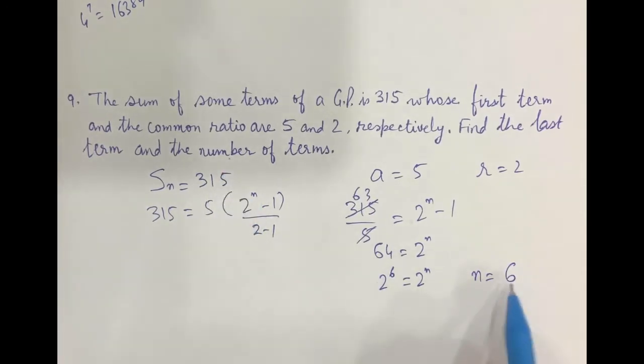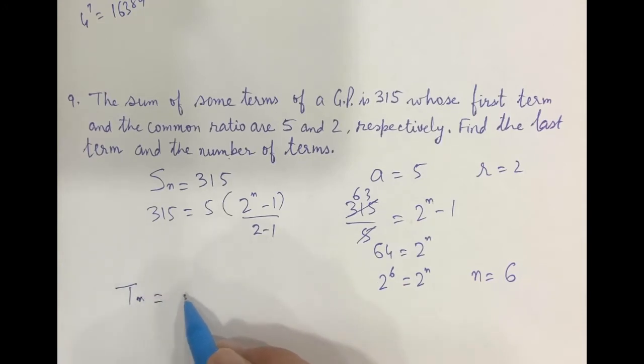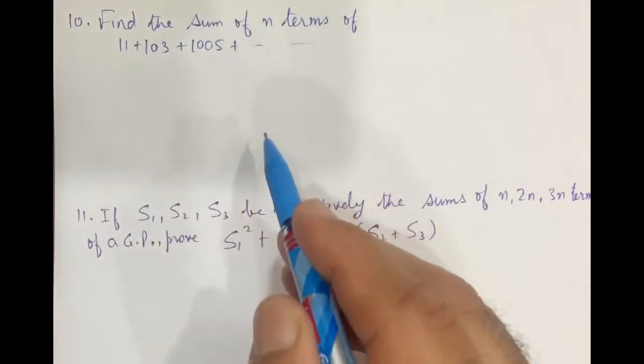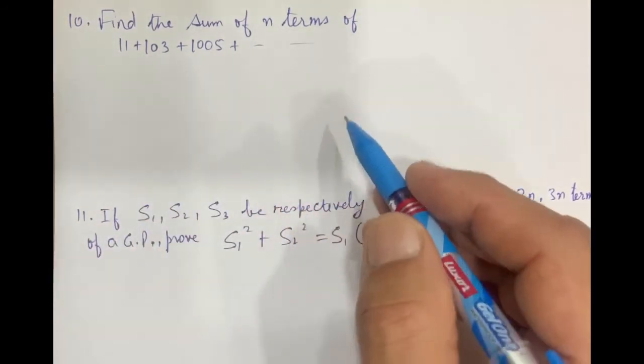So the number of terms is 6, and the last term will be the nth term. It's a into r raised to power n minus 1. A is 5, r is 2, n minus 1 is 5. So 5 into this is 32, 160. This is the answer. This is not a GP nor is this an AP. You can see it's a mix of AP and GP.